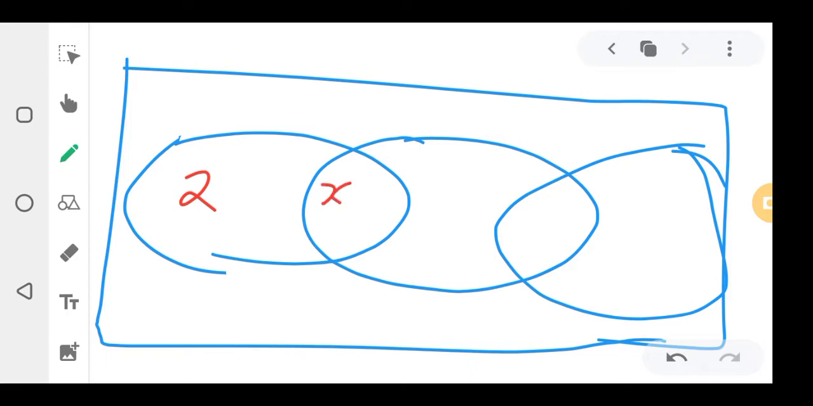Your first one here, they can put 2. Here they can put x plus 1. Here they can put 2x minus 1. Here they can put 6. And then here they can put 3 if they want. Okay?